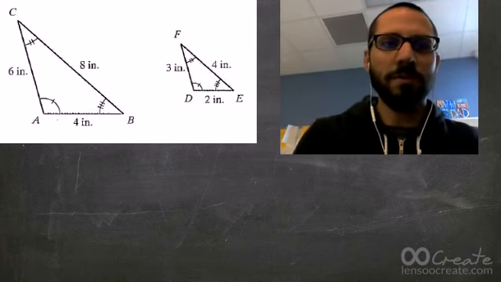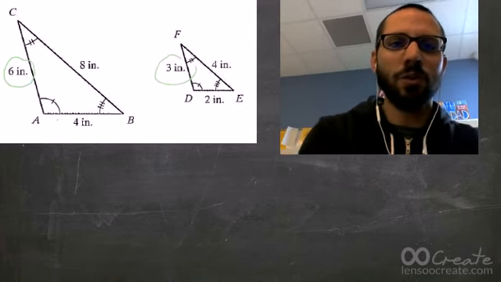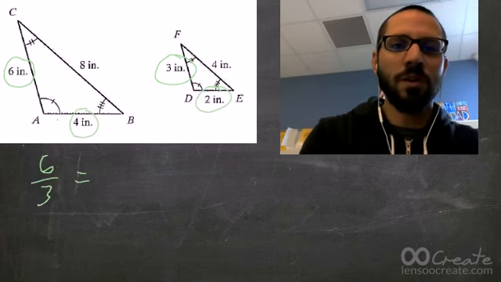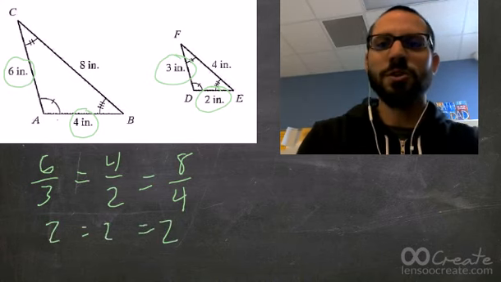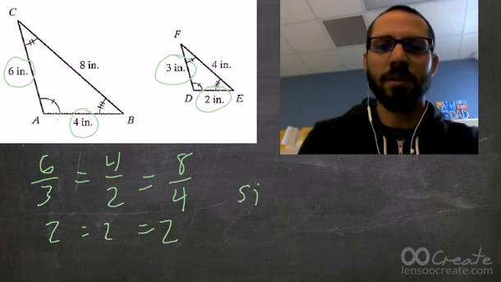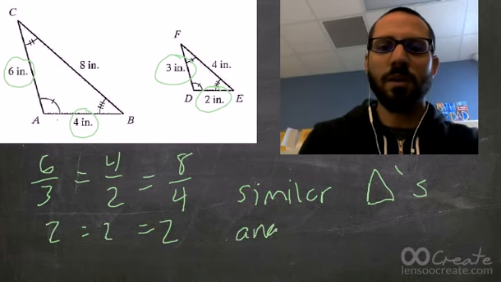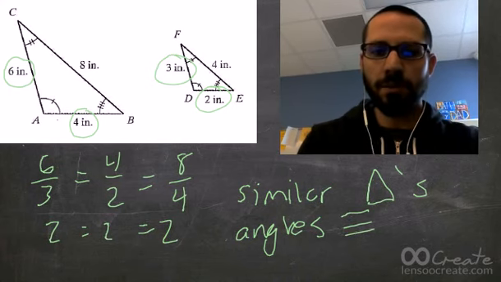When triangles are similar, they have equal ratios. So 6 over 3 will equal 4 over 2 will equal 8 over 4. And if we simplify all those, we get 2 equals 2 equals 2. So those are similar ratios in similar triangles. Angles are congruent. Sides have similar ratios.